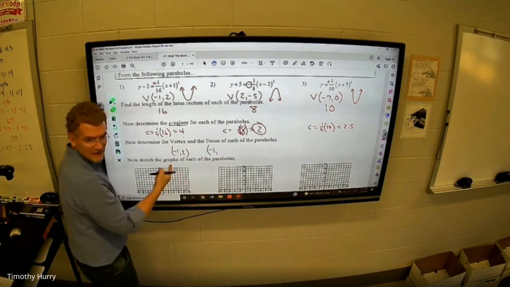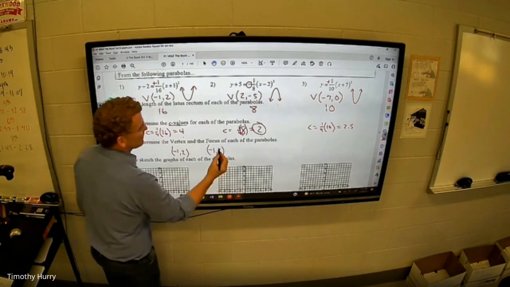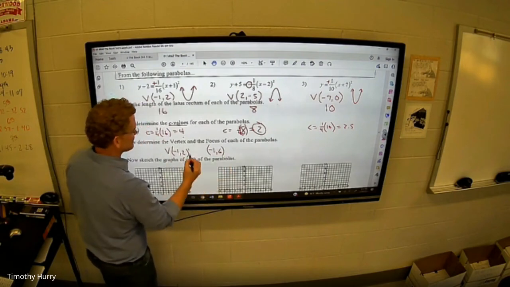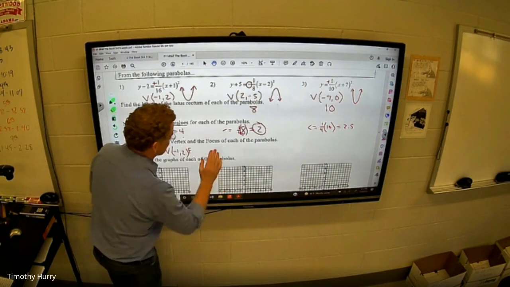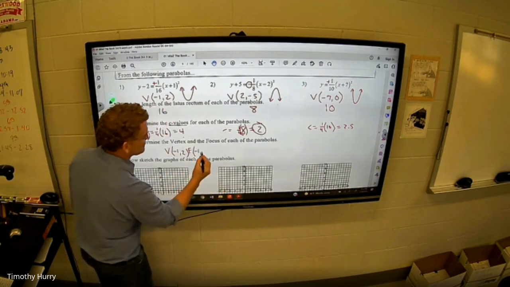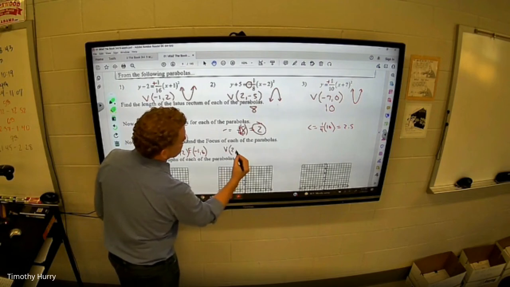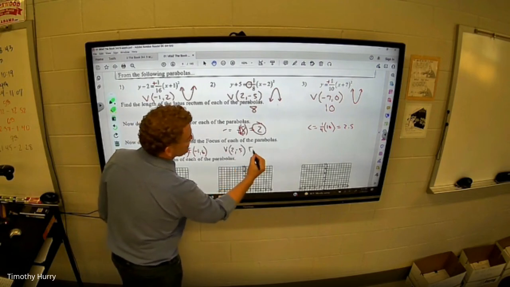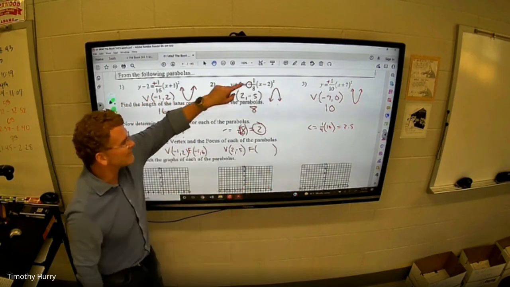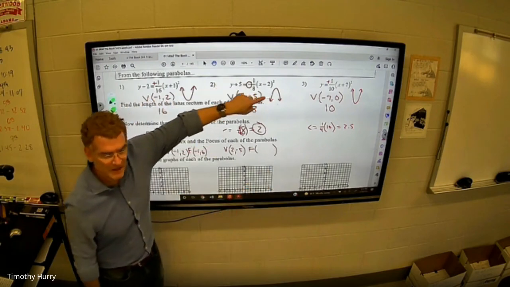-1 what? 6? So right there, that's the vertex. Here, let me just rewrite it a little bit smaller. The focus would be -1, 6. Right here, my vertex is 2, -5. What do I do to get to the focus on this one since the graph is going down? I do what?